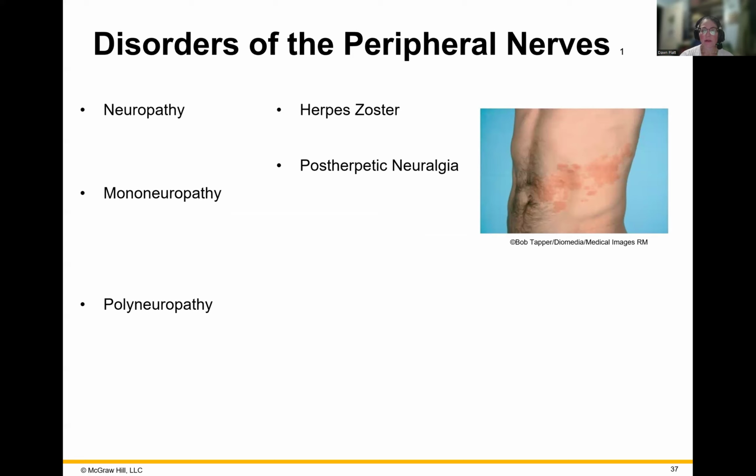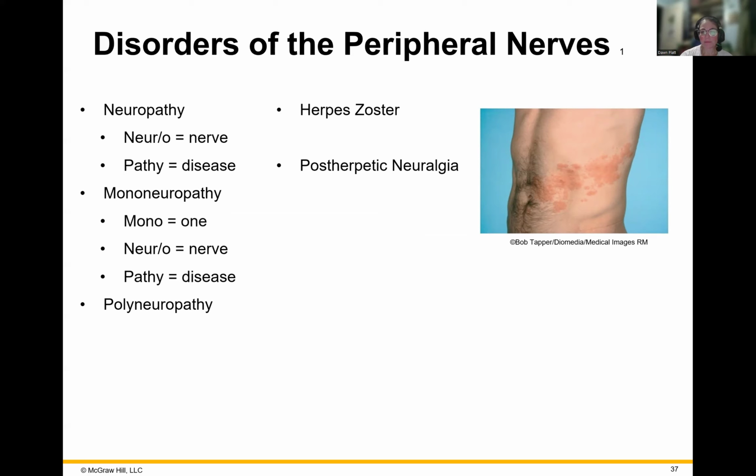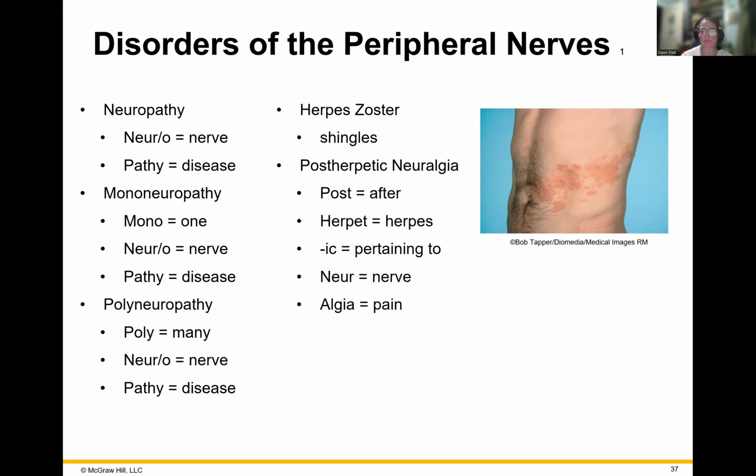Some other terms regarding disorders of the peripheral nerves: neuropathy, mononeuropathy, polyneuropathy, herpes zoster, otherwise known as shingles. The reason shingles is in the nervous system is because the shingles rash follows along the nerve pathways. And then postherpetic neuralgia.